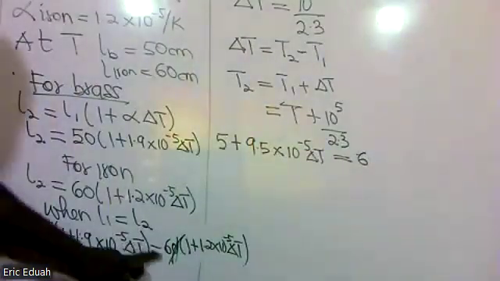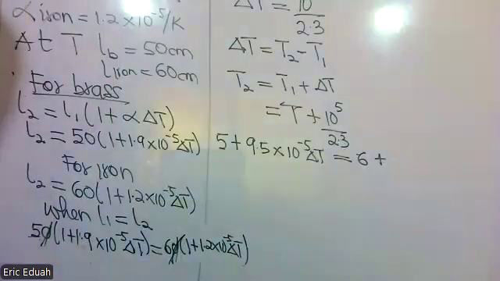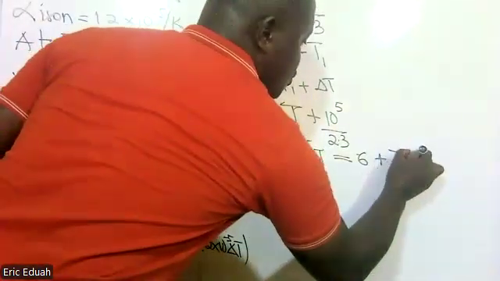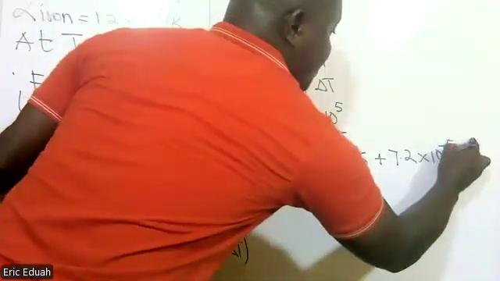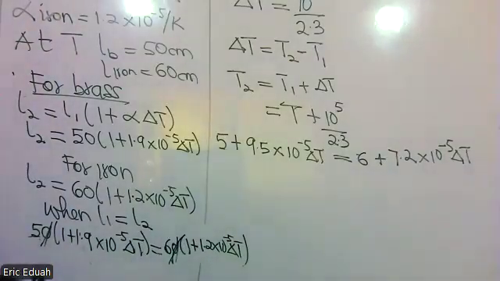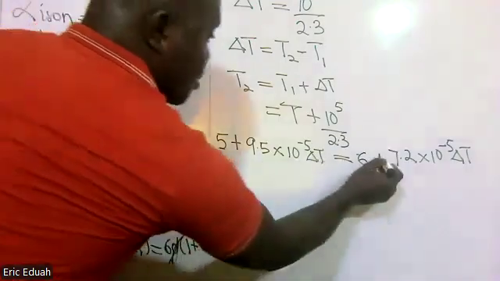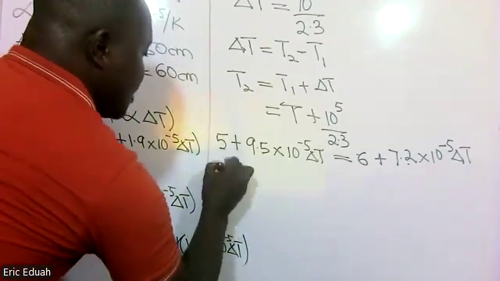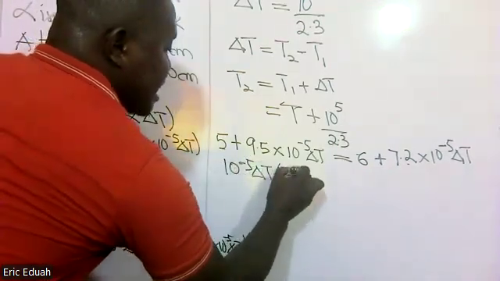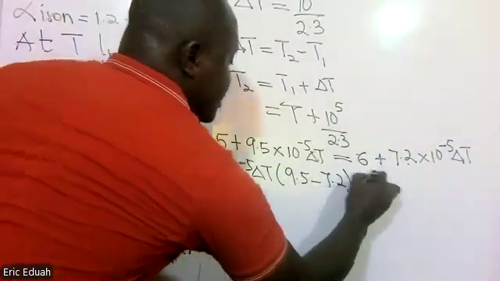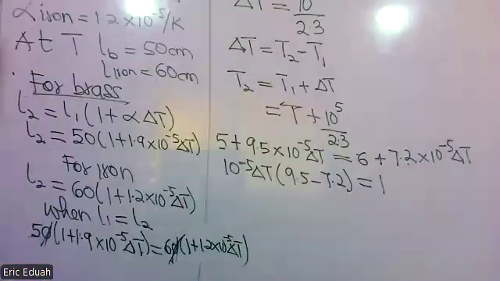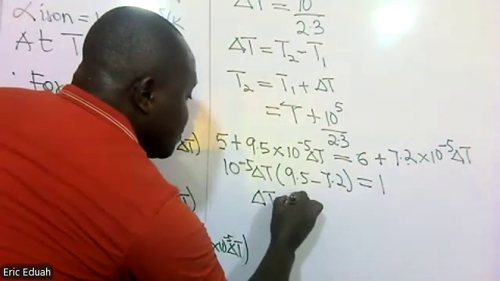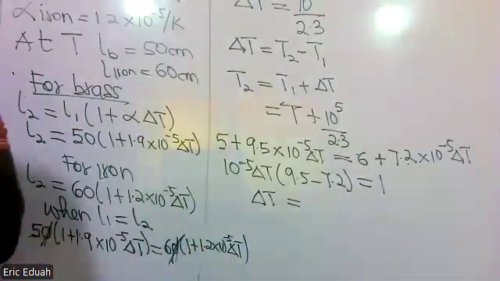6 plus 6 times 1.2. That will be 7.2. So 7.2 times 10 to the power negative 5 delta t. Let's group like terms to find delta t. So we send this to the other side. We have 10 to the power negative 5 delta t times 9.5 minus 7.2 is equal to 6 minus 5, which is 1. Then you make delta t the subject. What is 9.5 minus 7.2?